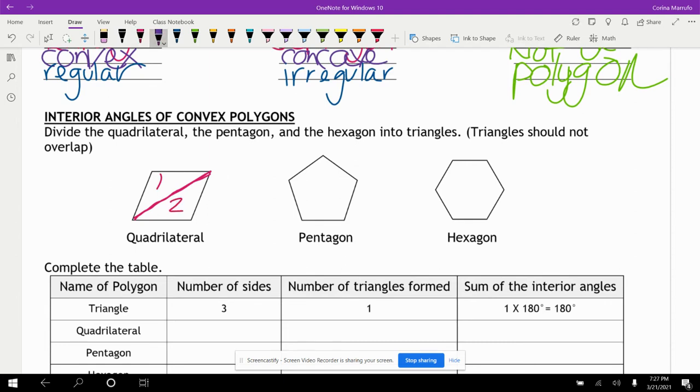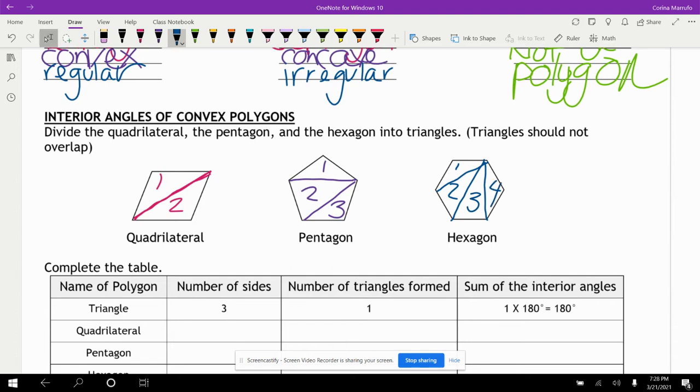We have a pentagon here. If I go this way, that makes 1. I can go ahead and cut it right here. That makes a total of 1, 2, and 3 triangles. Okay. Next, we have a hexagon. So I'm going to go ahead and connect it here. I can make a connection here and a connection here. And that would make 1, 2, 3, and 4 triangles.